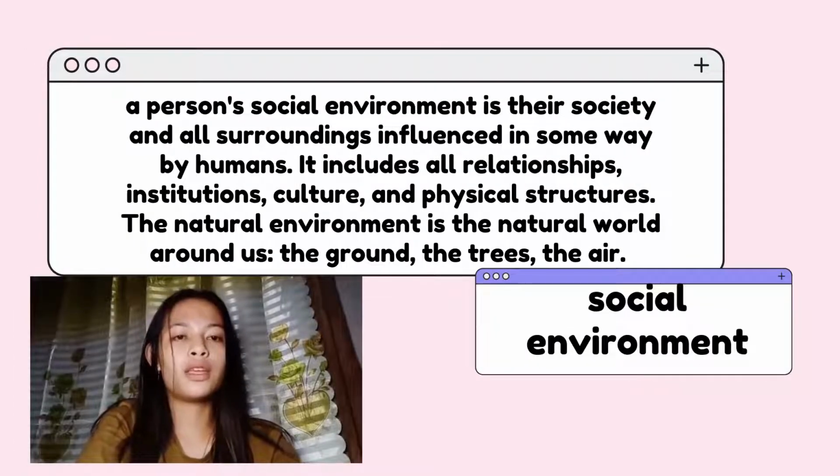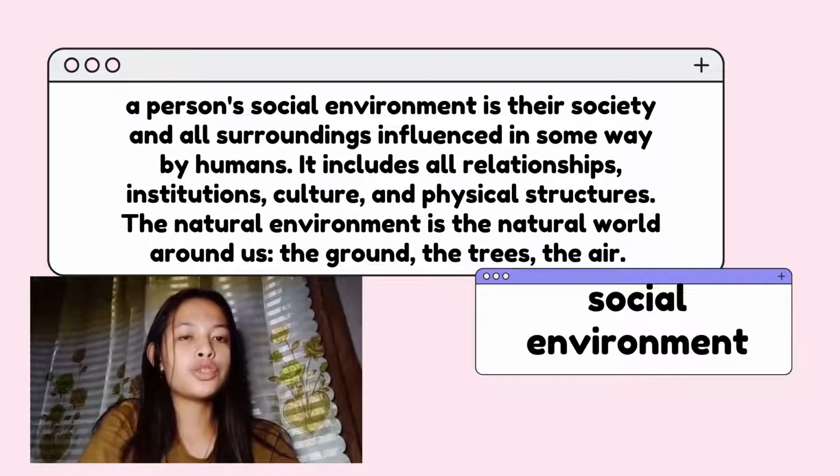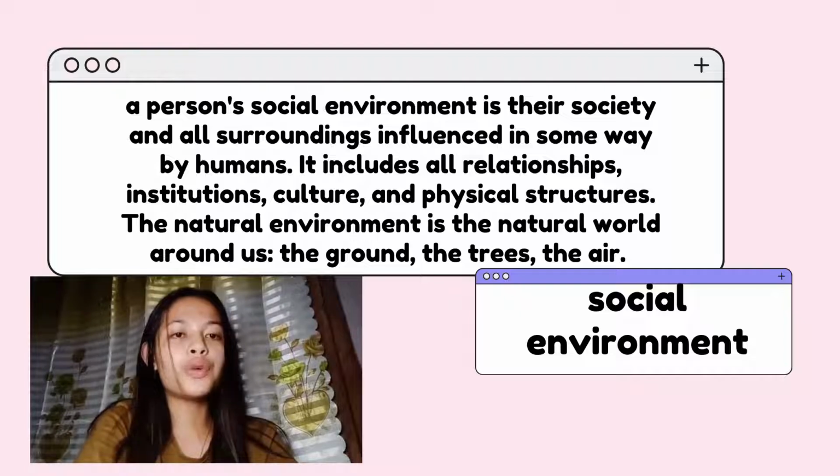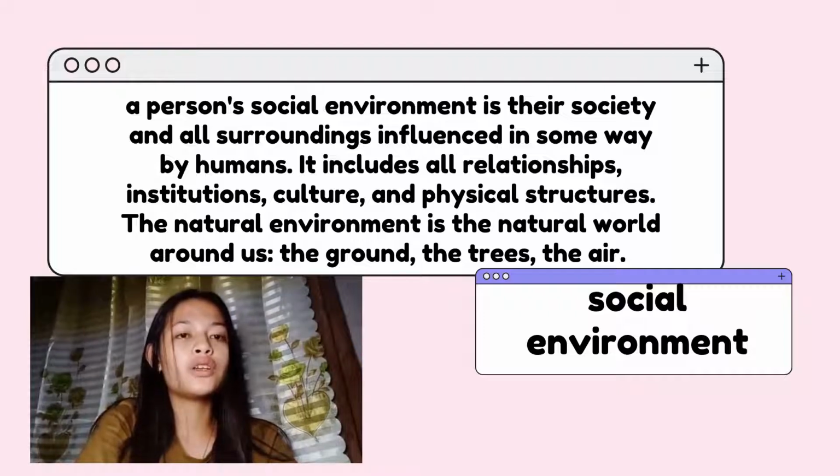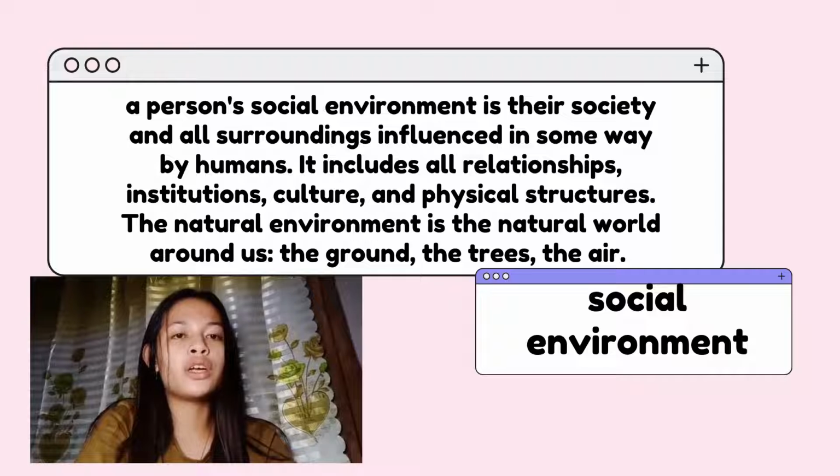Social environment. A person's social environment is their society and all surroundings influenced in some way by humans. It includes all relationships, institutions, culture, and physical structures. The natural environment is the natural world around us: the ground, the trees, and the air.